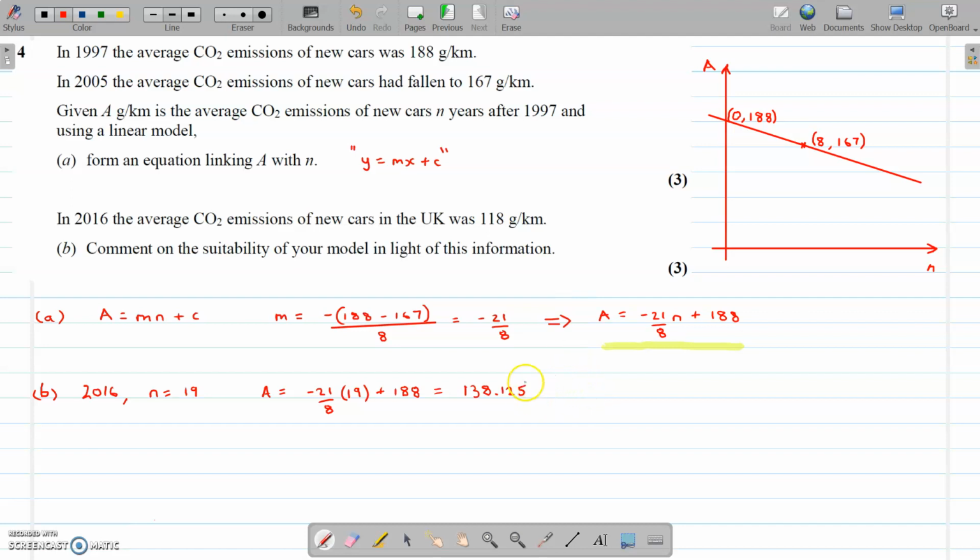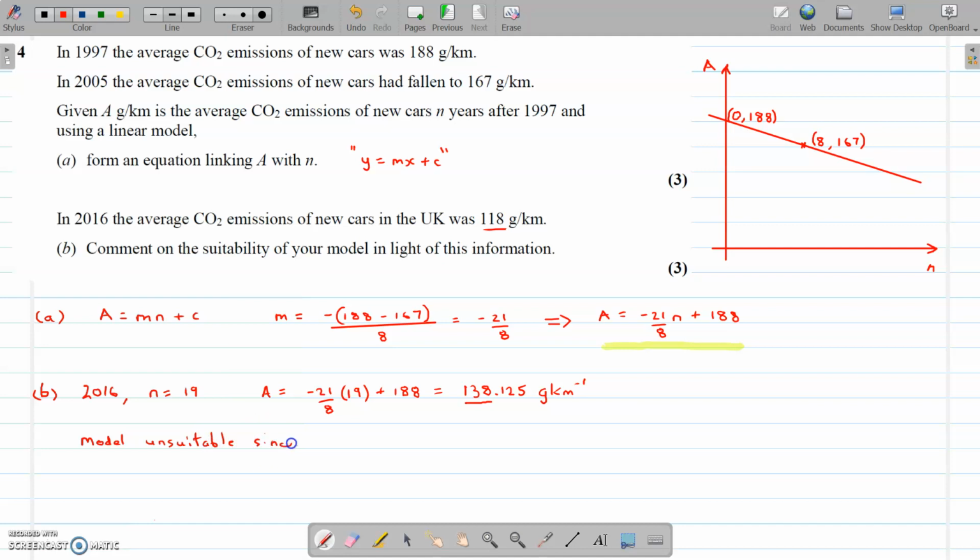Now you need to make a conclusion that's appropriate. That's grams per kilometre. Okay. Now, clearly we can see that 118 differs quite a bit from 138. So our conclusion needs to be that the model is not very good. Okay, it's not very suitable, but we need to say why. So we need to just conclude it. Therefore, model unsuitable. Use the same language that they use in the question. Okay.